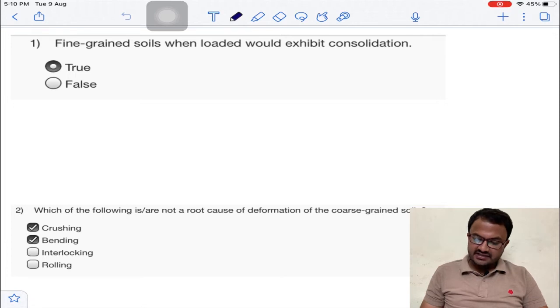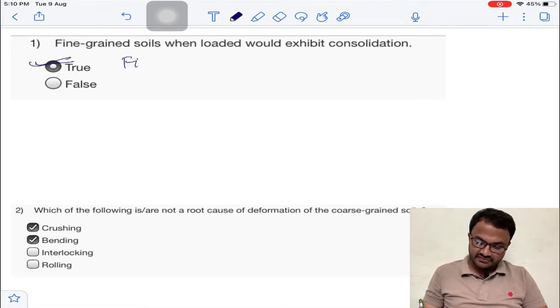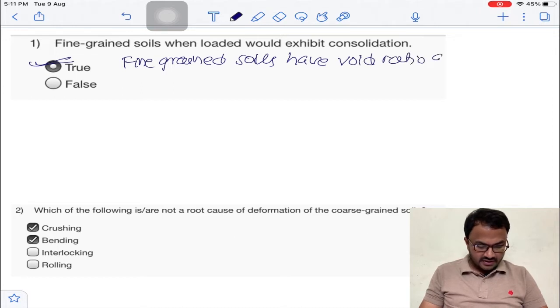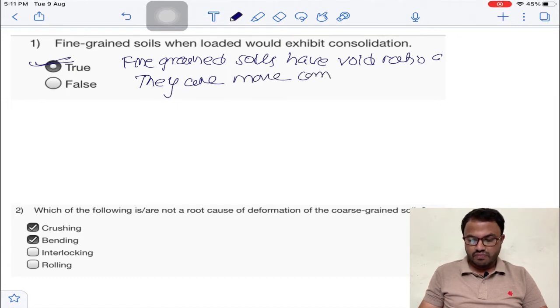First question: fine-grained soils when loaded would exhibit consolidation. Whether the statement is correct or wrong. Actually, the statement is correct. Fine-grained soils have more void ratio. They are more compressible. When they are more compressible, they will exhibit consolidation.